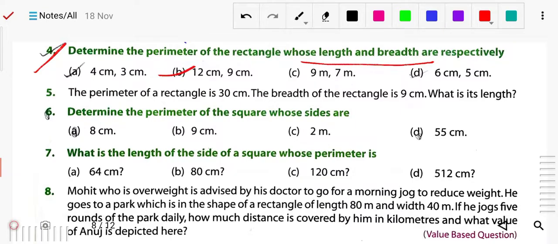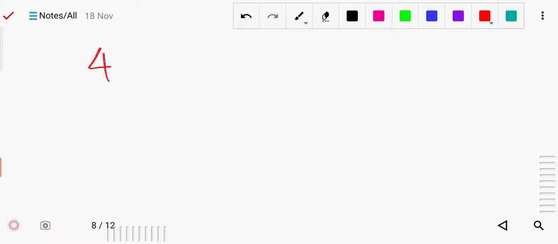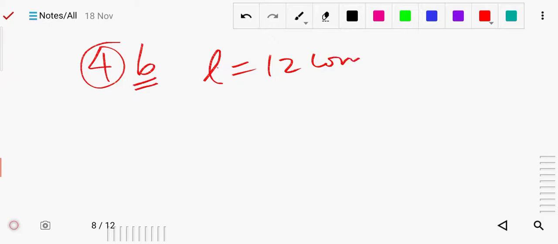Suppose number B, question number 4 and it's a B. Already A is given. So in number B, the length is given as 12 centimeter, and the breadth is also given as 9 centimeter. So you have to find its perimeter.